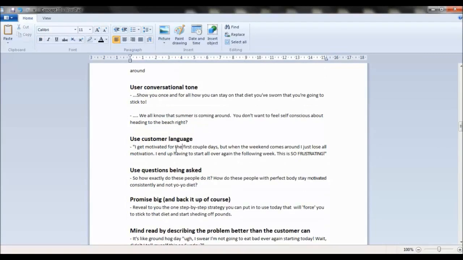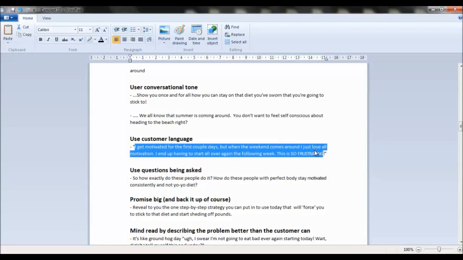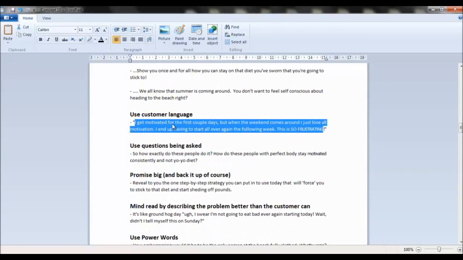I get motivated for the first couple days, but when the weekend comes around, I just lose all motivation. I end up having to start all over again the following week. This is so frustrating. This can literally be a quote from a forum post where people are talking about their experience and frustration. You can basically plug that right out of a forum post and use it right in your content, and I'm going to show you how to do that.